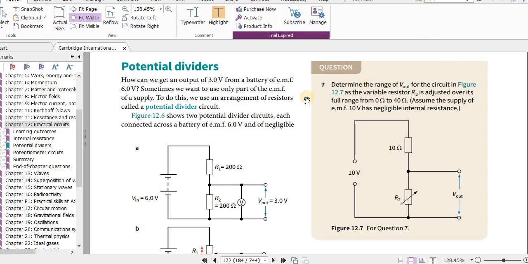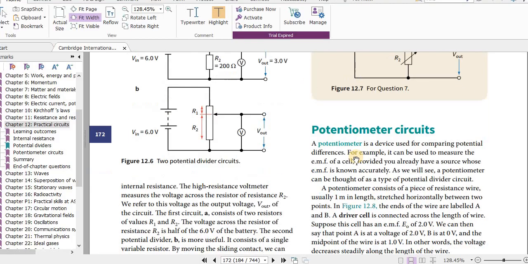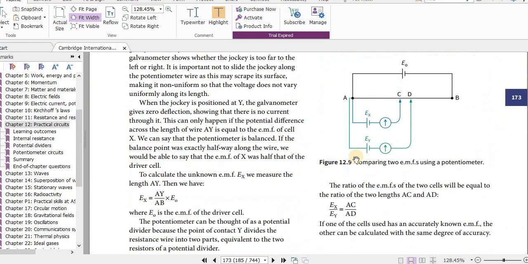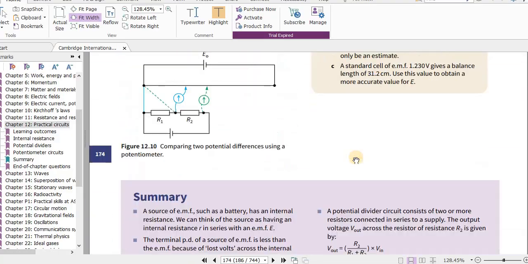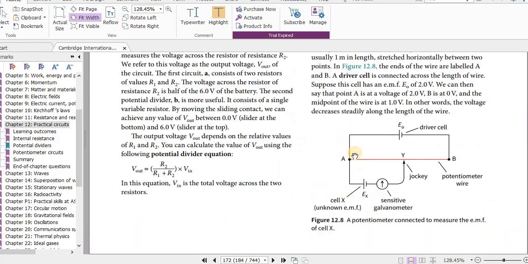Okay, so now that is the end of that. You can answer this question. Now let's write something about this, and after that we have potentiometers.